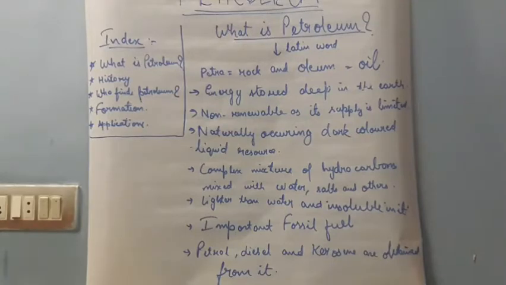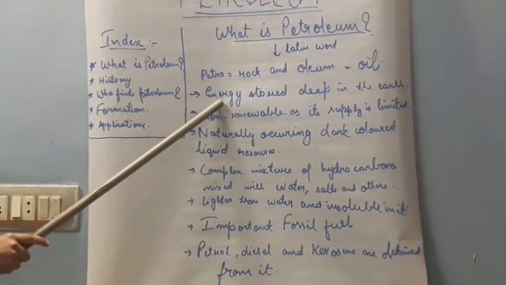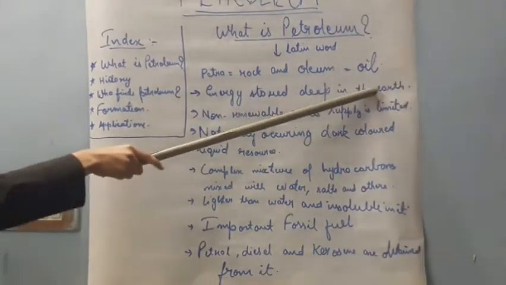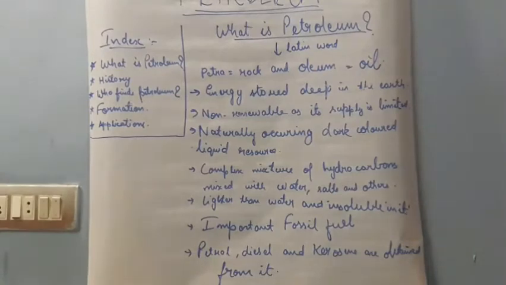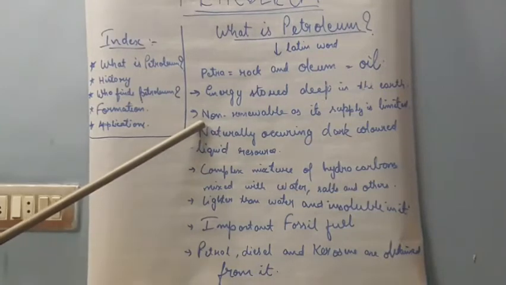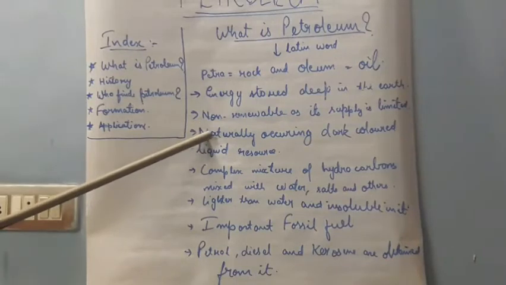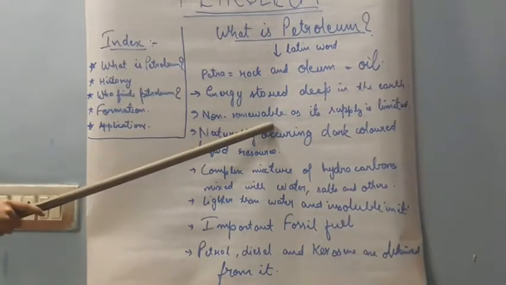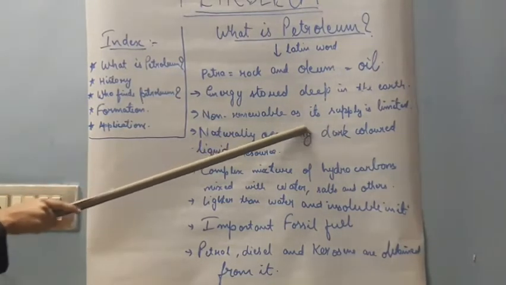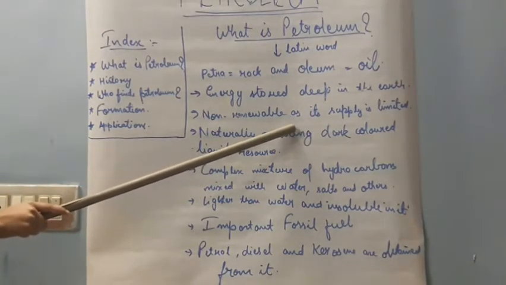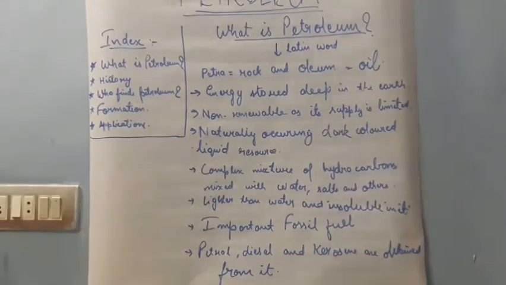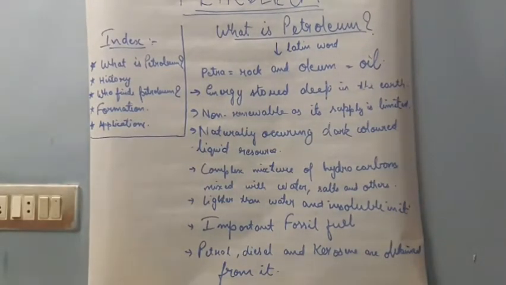Petroleum is an energy which is stored deep in the earth. We all know that petroleum is found deep inside the earth, and as it is a fossil fuel, obviously it will be found deep down. Why is it called energy? Because it is a non-renewable source of energy. It is called non-renewable because its supply is limited, and it is known as energy because petroleum is a kind of fuel which helps us produce heat energy, light energy, etc.